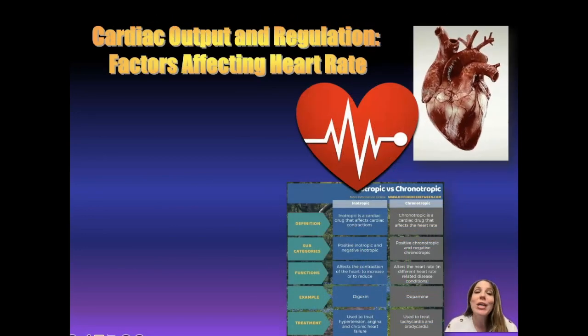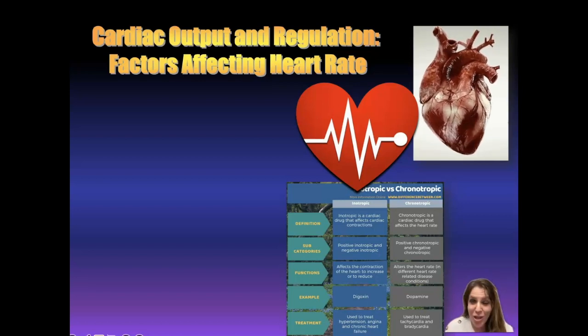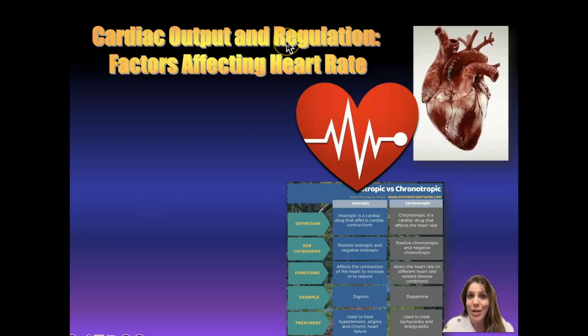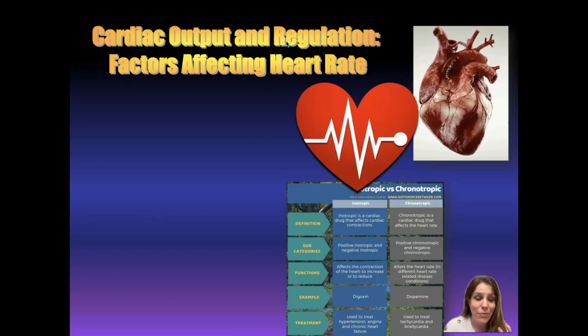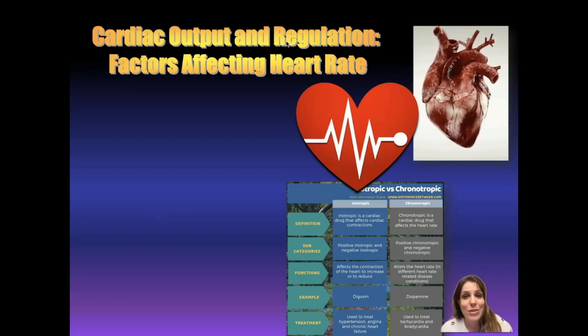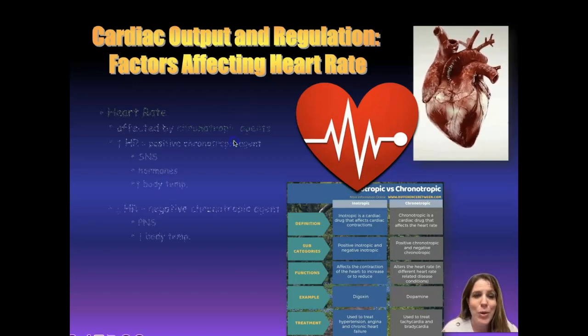So we've been talking about factors that affect stroke volume: preload, contractility, and afterload. But we also know that heart rate is directly associated with cardiac output. And so let's talk a little bit about the factors that can affect heart rate. So again, cardiac output is stroke volume times heart rate. So either one of those getting manipulated. If you have factors affecting stroke volume, it'll affect cardiac output. And if you have anything that affects heart rate, it's going to affect cardiac output.